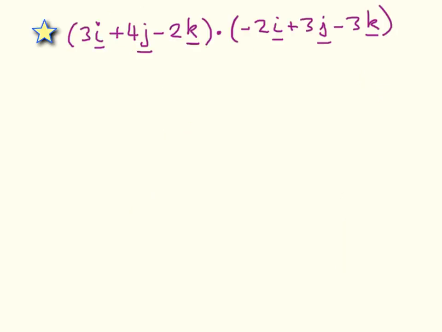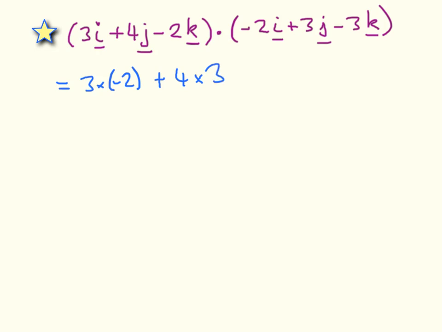So in this question, I want to calculate this scalar product here. And we just look at the component in the I direction here. We multiply it by the component in the I direction here. So that's 3 times -2. So we get this is equal to 3 times -2. And then we look in the J direction and we have 4 times 3. So we're going to add to this plus 4 times 3.